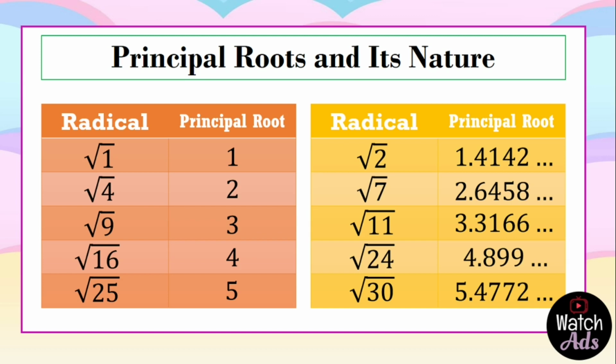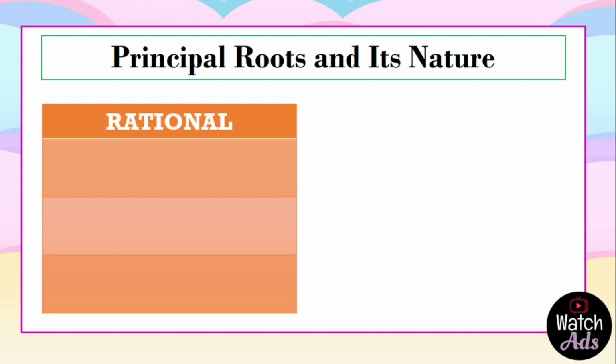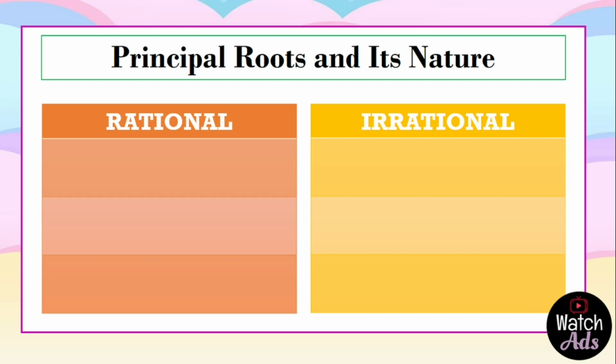If you have noticed the examples in the table colored orange, all the principal roots are whole numbers. On the right side, we have the table that is colored yellow. Principal roots are numbers with decimals and ellipses. It means it will still go on and on. Now let's differentiate those two different examples. The left side are rational numbers and the right side are irrational numbers.